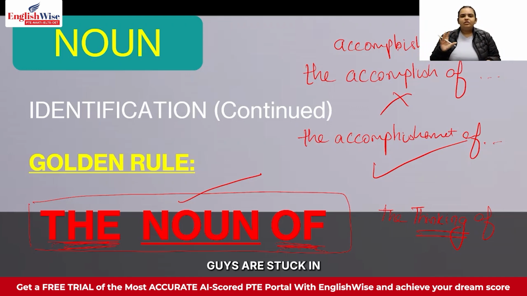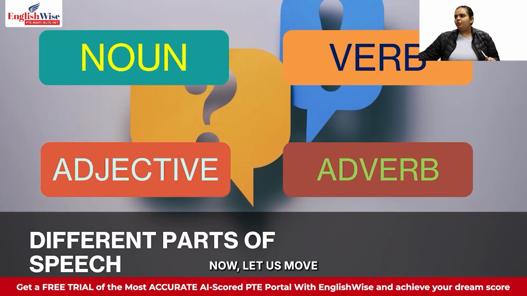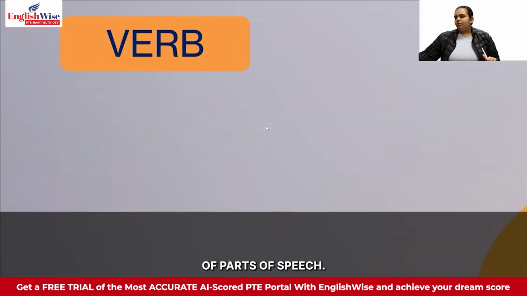So whenever you are stuck in your PTE exam and you are not able to figure out what type of word to use from the options, try using this golden rule. It can give you more hints and it can improve your accuracy when solving your blanks. So always remember the golden rule, which tells us that anything between "the" and "of" is a noun. Moving forward, that is all we need to know about nouns. Now let us move to the other types of parts of speech.